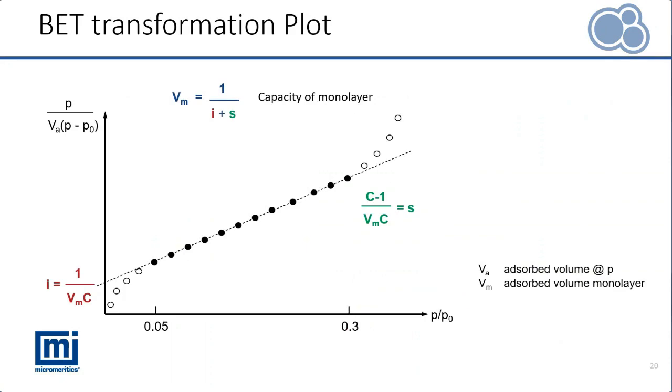It is important to note that the linearity does not apply to the whole range of the isotherm. Therefore, for data reduction, the linear range of the BET plot must be chosen. For non-porous, meso and macroporous materials, this range is typically between relative pressures of 0.05 and 0.3.